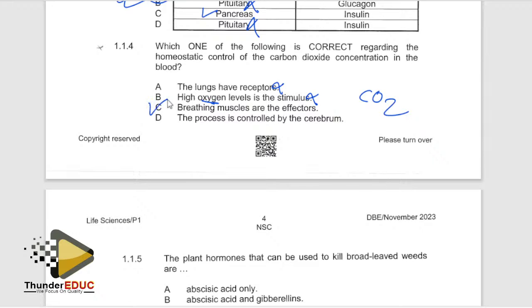The process is controlled by the cerebellum, never, because this is cerebrum, because this is a voluntary action, and breathing is not controlled by will. You will say that I can stop breathing. Yes, you can stop, but what about when you're... Yes, we continue to the next.